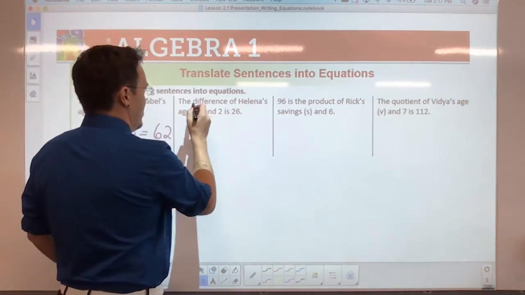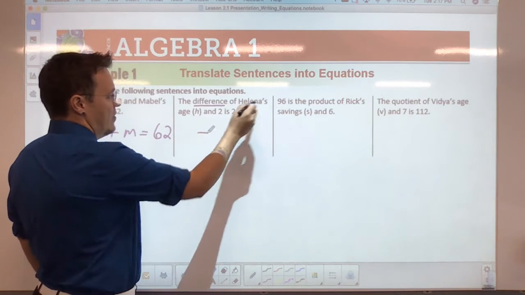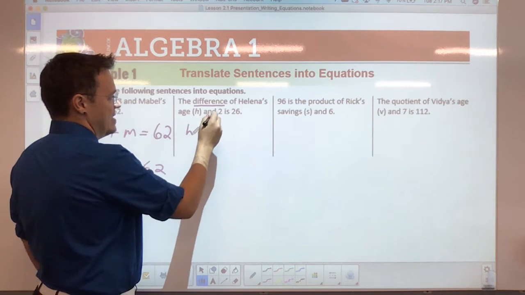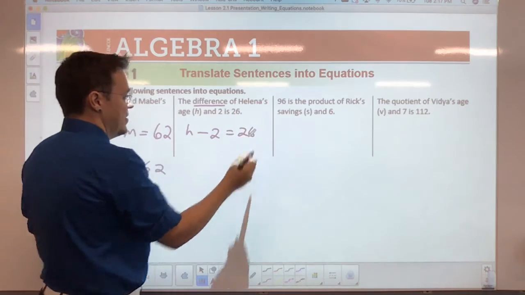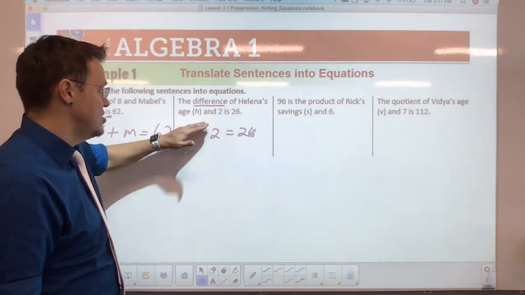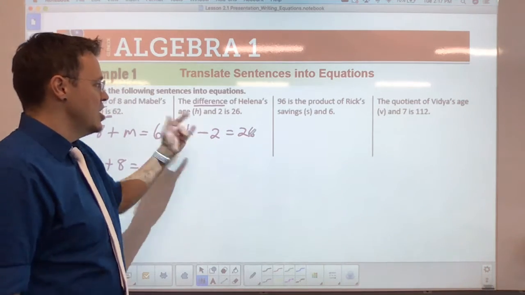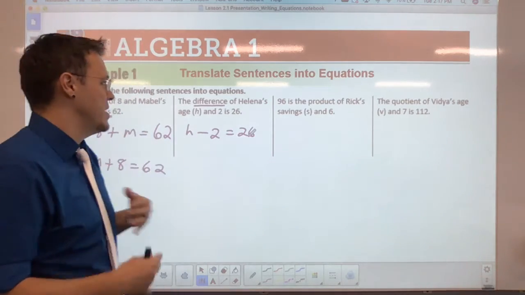The difference, now if you remember we talked about earlier, the difference is subtraction, of Helen's age and 2 is 26. Now this one you have to write as you see it, okay? The difference of Helen's age and 2 is 26. You wouldn't flip that around, because then you're telling me that Helen's a negative age. We're not Benjamin Button here.